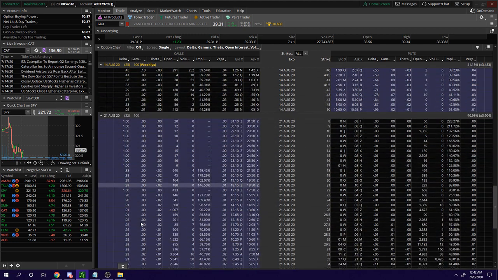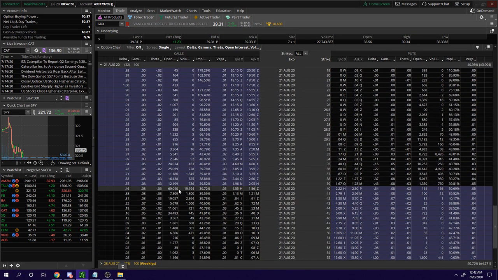Open interest can be a good way to see if any big money is watching a specific strike. GDX is a gold miners ETF that I'm bullish on. It's trading at 39.31, and you'll notice that most of the open interest for the 21 August dates averages around 11,000 to 12,000 open contracts. But if you look at this 40 call, there are currently almost 70,000 open contracts.